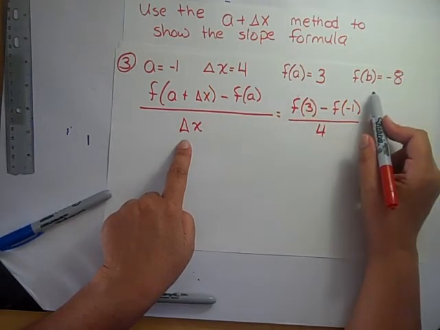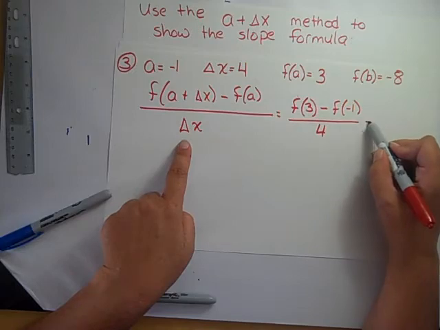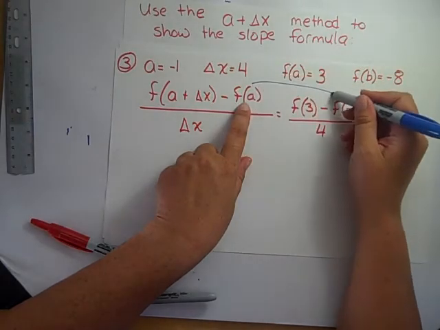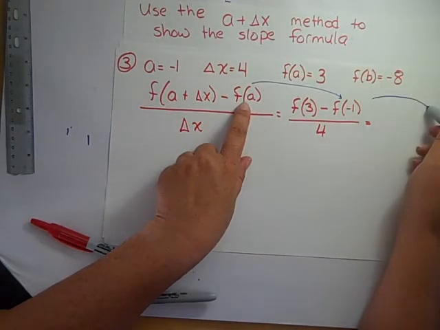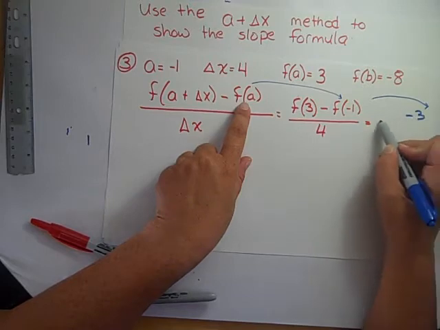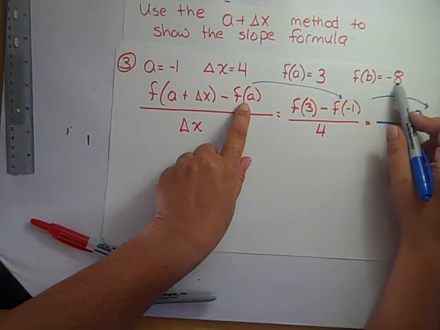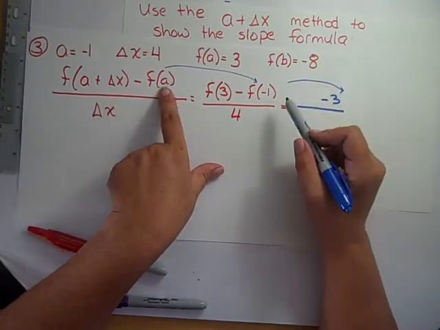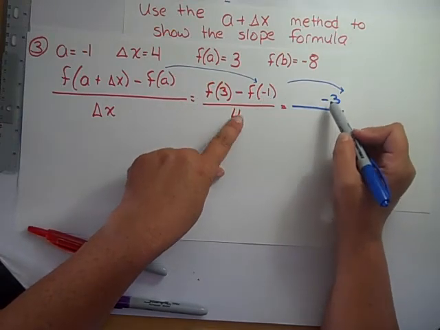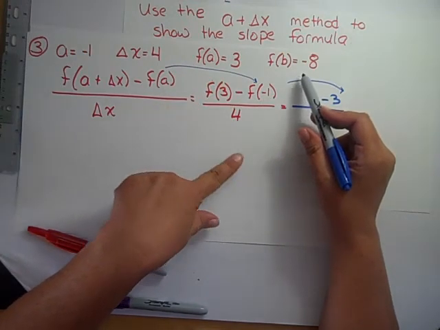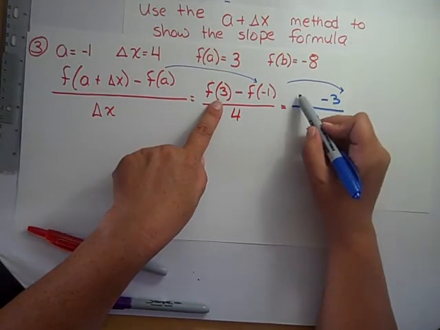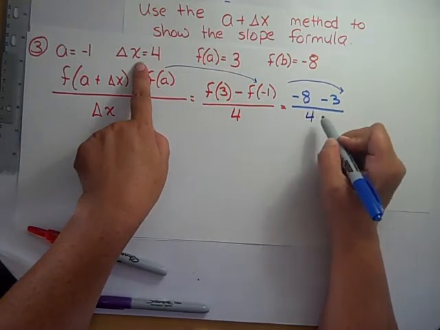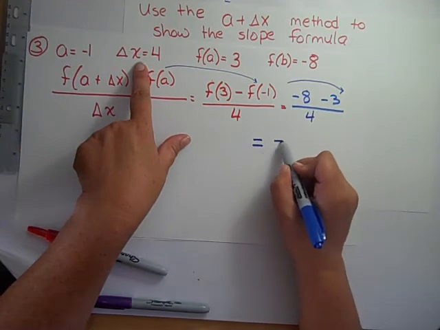And actually we have some values here, don't we? F of a equals 3, so we could fill that in. What else do we know? F of b equals -8. So f of a is 3, f of b is -8, and delta x is 4. So in this case, we actually can find our answer: -8 minus 3 is -11, so the slope is -11 over 4.